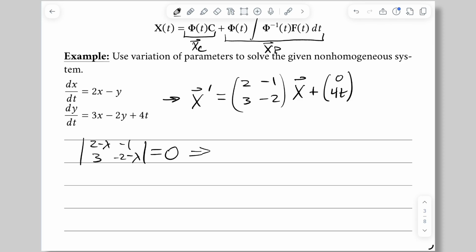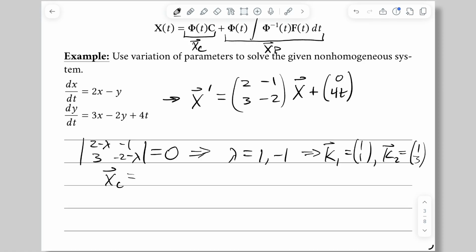Finding the determinant of [2 - λ, -1; 3, -2 - λ] and setting it equal to 0 results in λ values that are 1 and -1. And that's going to give us eigenvectors of k1 = (1, 1), and k2 = (1, 3). So we have that x_c, the complementary solution, is c1 times (1, 1) e^t plus c2 times (1, 3) e^(-t).